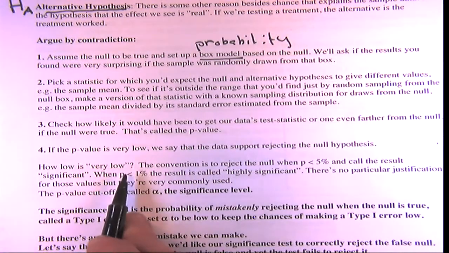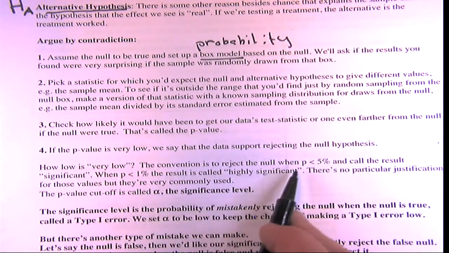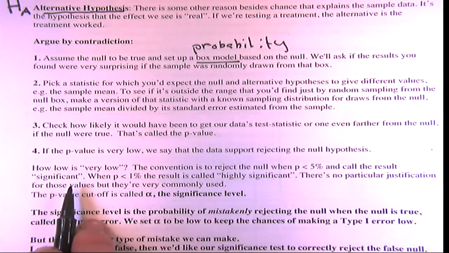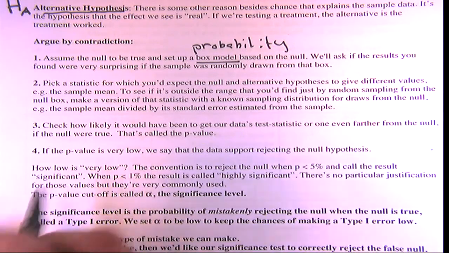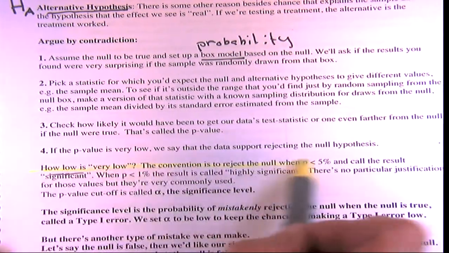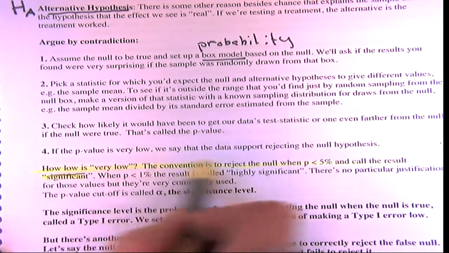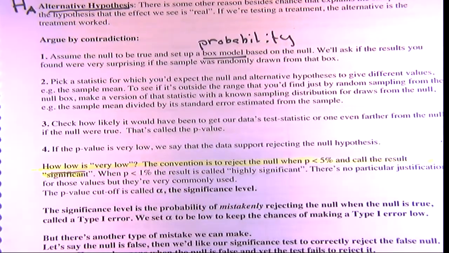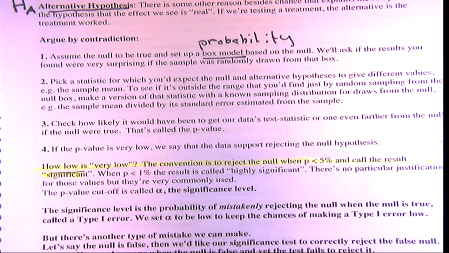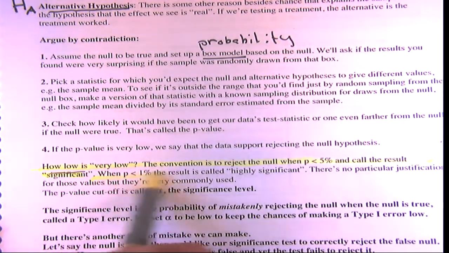Well, how low is very low? The convention is to reject the null when p is less than 5%. That's just a convention, and call the result significant. People go by this, so we might as well highlight it, because that's often what people say. And when p is less than 1%, the result is called highly significant.